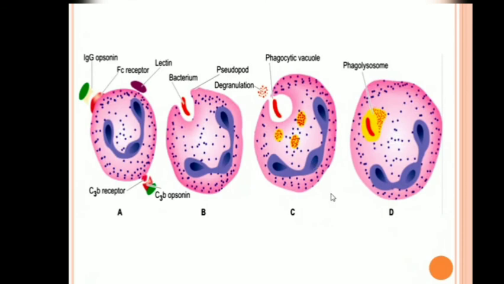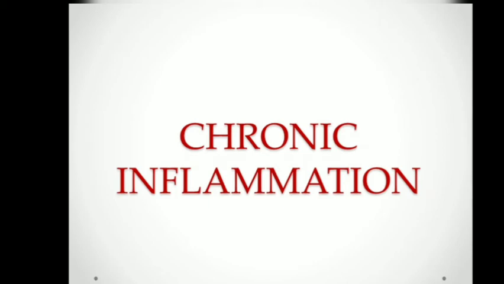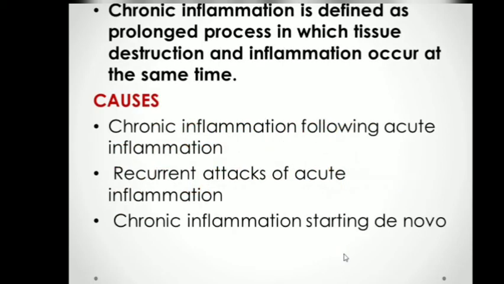Let's talk about chronic inflammation. Chronic inflammation is defined as a prolonged process in which tissue destruction and inflammation occur at the same time. I repeat, chronic inflammation is defined as a prolonged process in which tissue destruction as well as inflammation occurs at the same time.